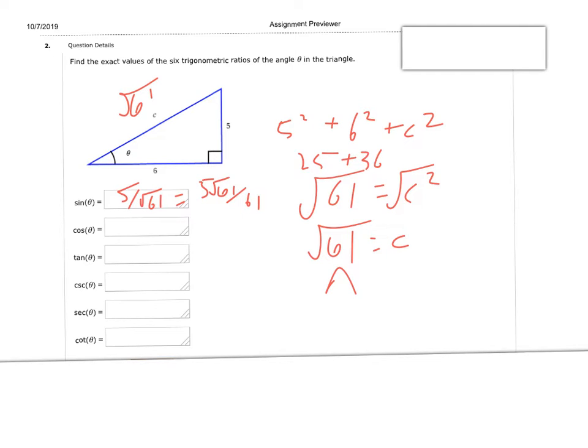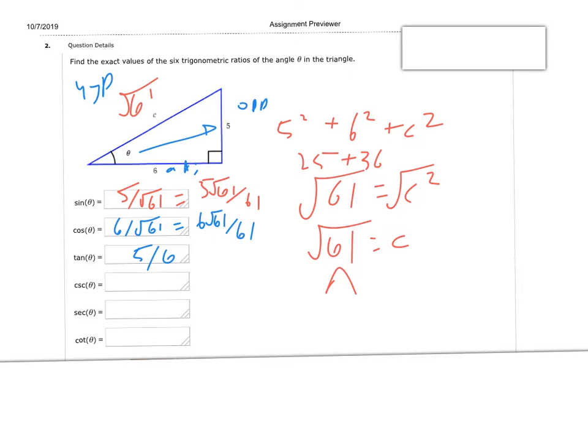Same idea for cosine here. And I'm doing this based on the fact that this is the opposite side. This is, of course, the hypotenuse, and so that means that this one's adjacent. And so this one's going to be 6 over rad 61, which is also written as 6 rad 61 over 61. And then tangent's just going to be 5 over 6.